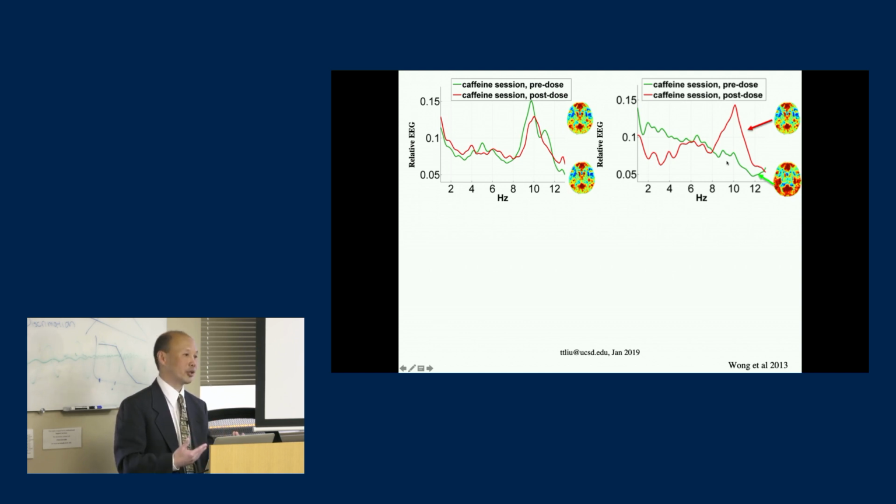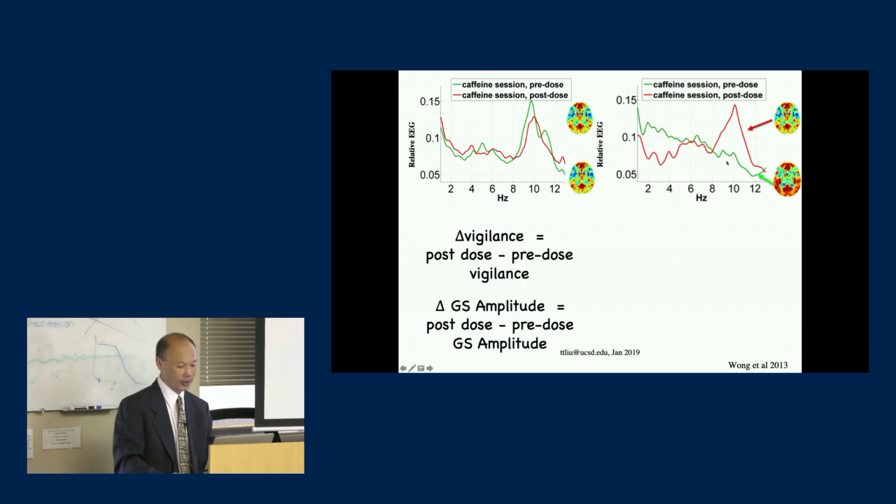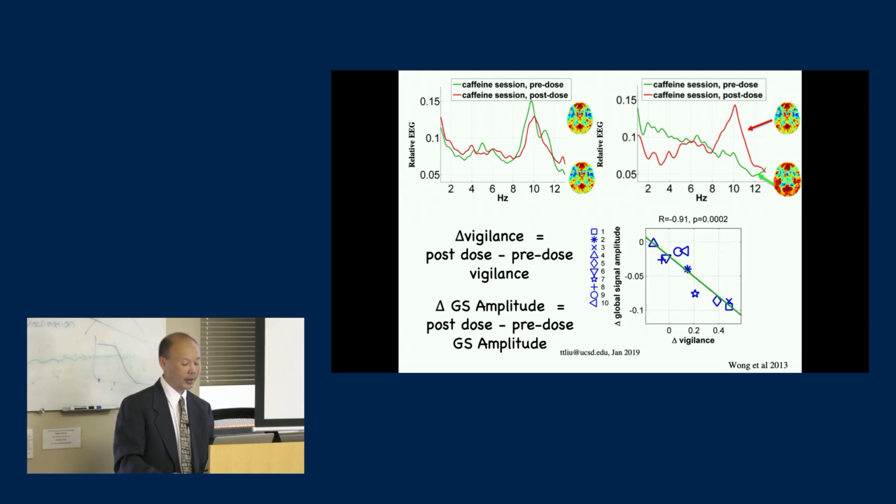And so now you can look at the change on a subject-by-subject basis. For every subject, you can look at the change in vigilance and the change in global signal amplitude. What you find is a strikingly strong relationship. This subject here has a big increase in vigilance and a large decrease in global signal amplitude. This subject here has almost no difference in either one. And if you look at all 10 subjects, they fit very well along this line.